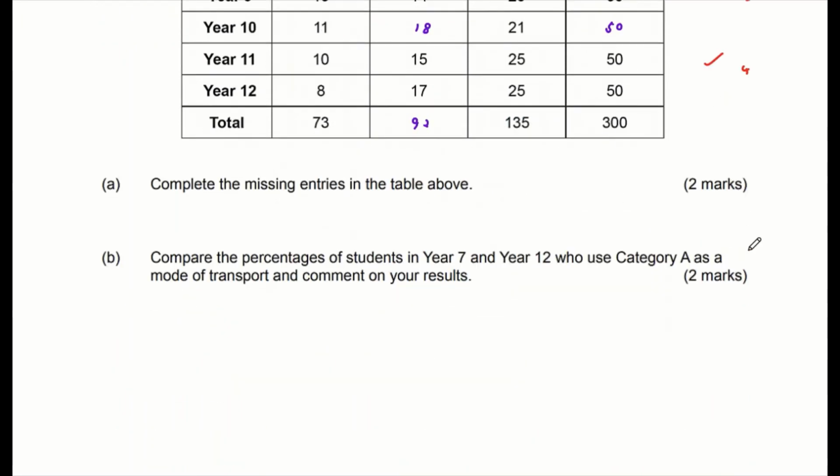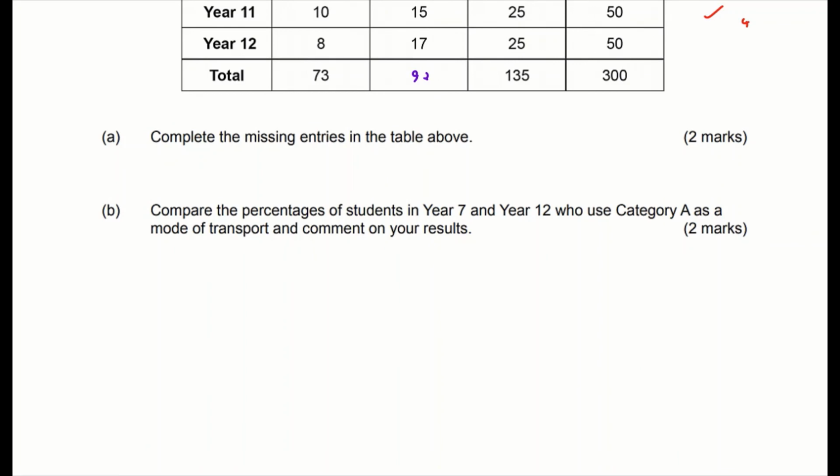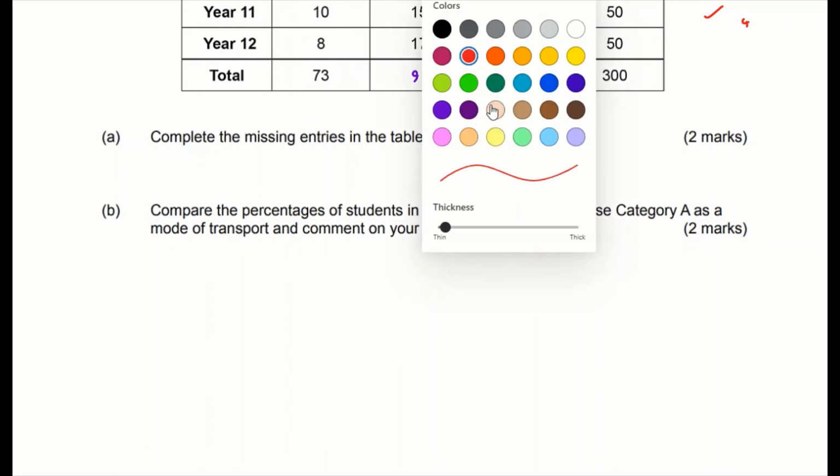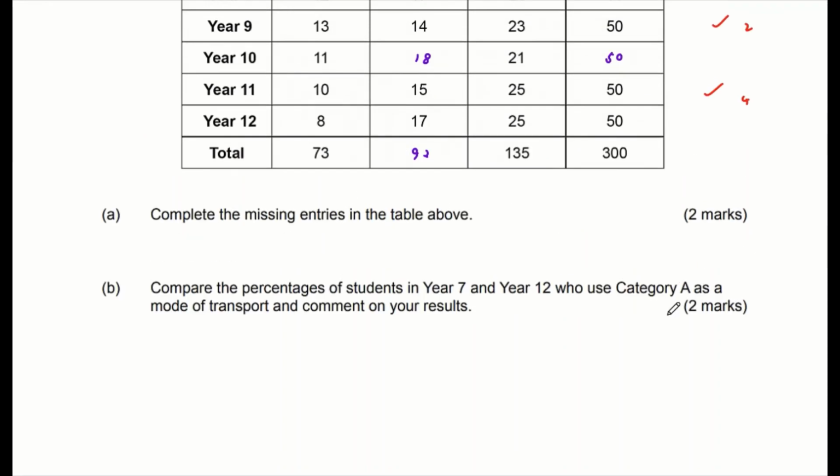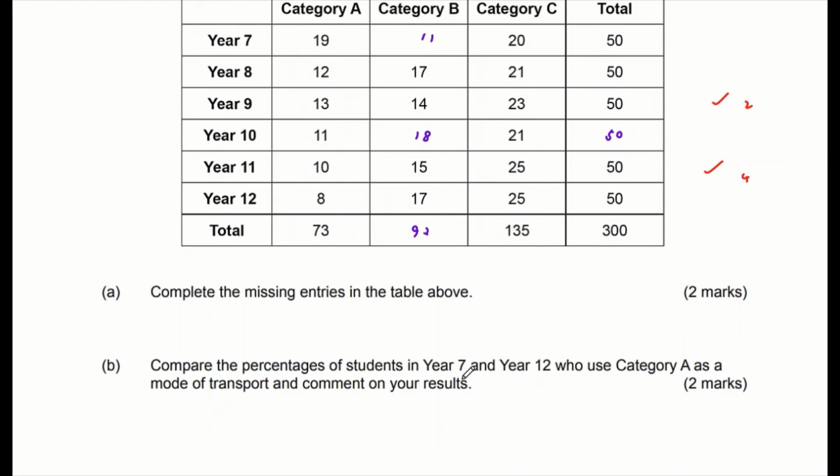Okay, so B, compare the percentages of students in year 7 and year 12 who use category A as a mode of transport and comment on your result. So in this case, make sure that you understand what the question wants. Percentage of students in year 7 who use category A, which means you have 19 out of 50 of them. Okay, so this is for year 7. So 19 out of 50 are using category A, right? So you are just finding out the percentage here. So 2 times 19, then you can get 38.